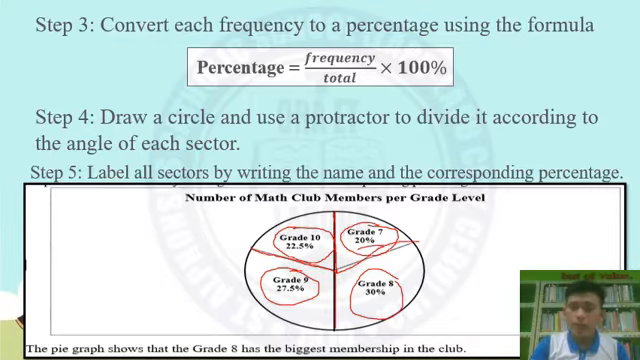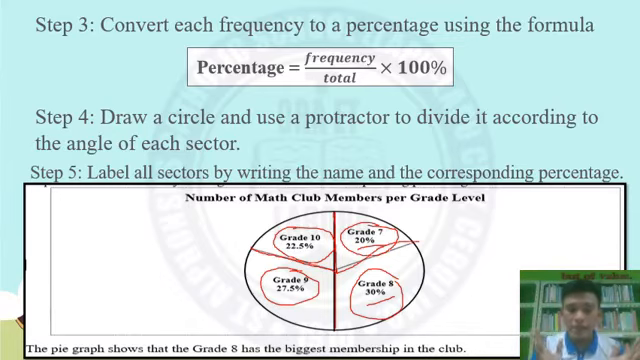By using the frequency, how many members of grade 7 divided by the total number, which is 80, times 100. So that will make it into 20%. Same as grade 8, total number of members of grade 8 divided by the total, which is 80, times 100. That will make it into 30%. Same as grade 9 and grade 10. The pie graph shows that grade 8 has the biggest membership in the club.